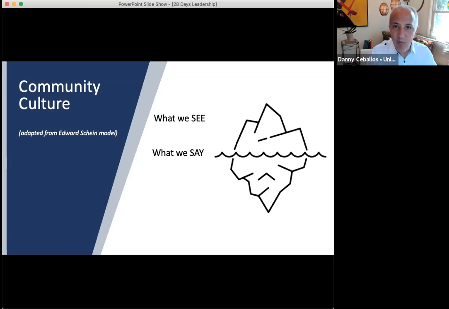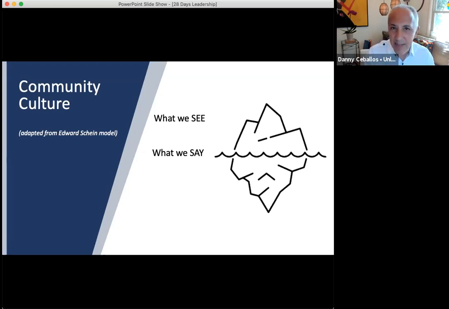The second layer is what we say, meaning what do we say to each other? What are the words that we use? What is the language that we have that works in how we work with each other? And again, this can be in the form of a document or a charter that says this is how we will conduct ourselves. But again, what we're trying to do is to get what we see and what we say aligned and to pay attention to both of those layers.